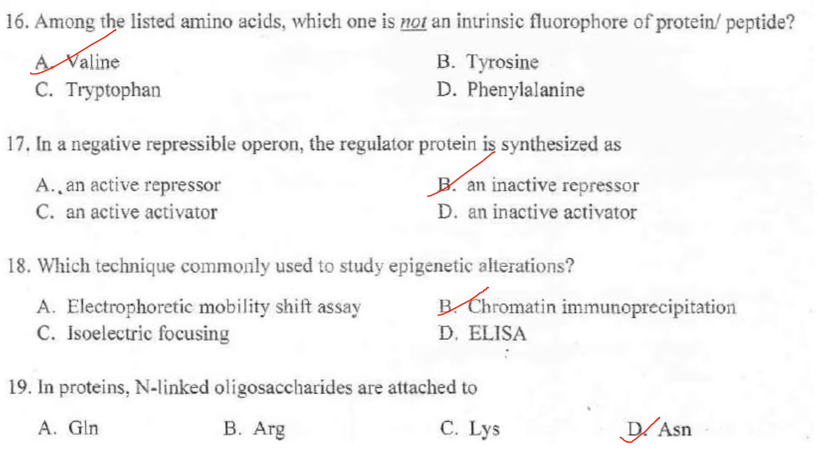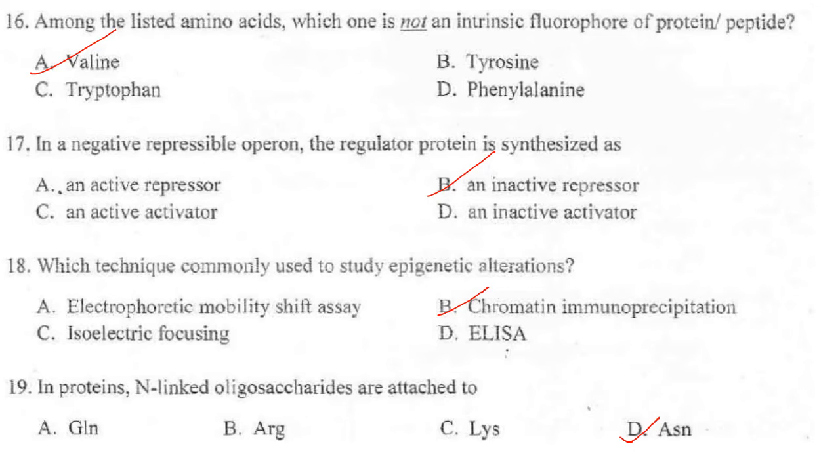Then, which technique is commonly used to study epigenetic alterations? So it is chromatin immunoprecipitation. Epigenetic alterations are age-related changes in the gene expression that harm the fundamental function of cells and increase the risk of cancer and other age-related diseases. So the answer is option B.